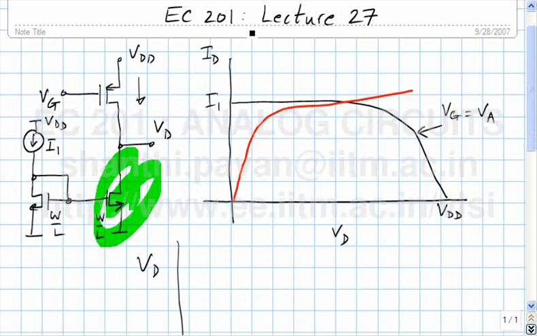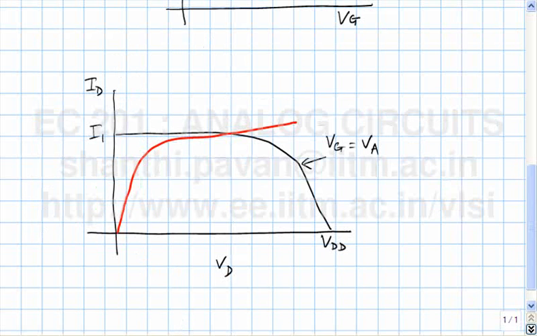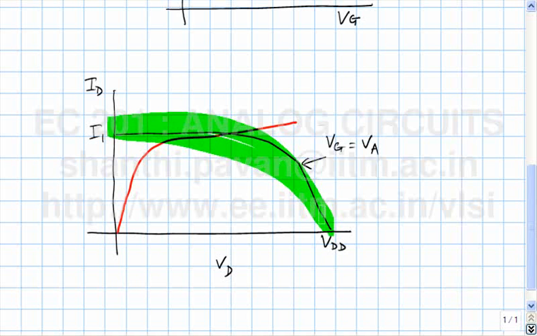How will I use the graphical technique to figure out what happens when VG is 0? So can I use this graph as is to find the output? What should I do to find the quiescent output voltage VD when the applied VG is 0? What does this curve correspond to? VG is equal to VA. Is that what we are looking for? No. So what do you have to do? You have to draw the corresponding curve for VG equal to 0. So where will that curve lie? How will that curve look?